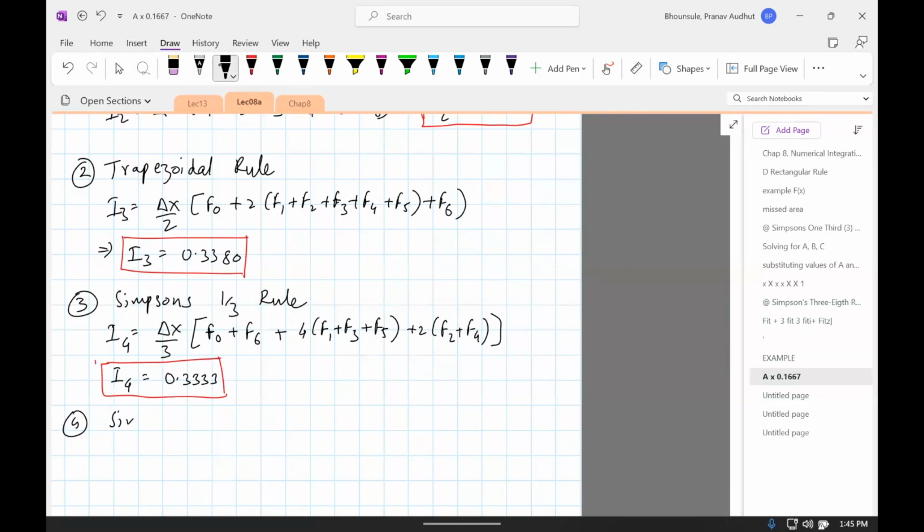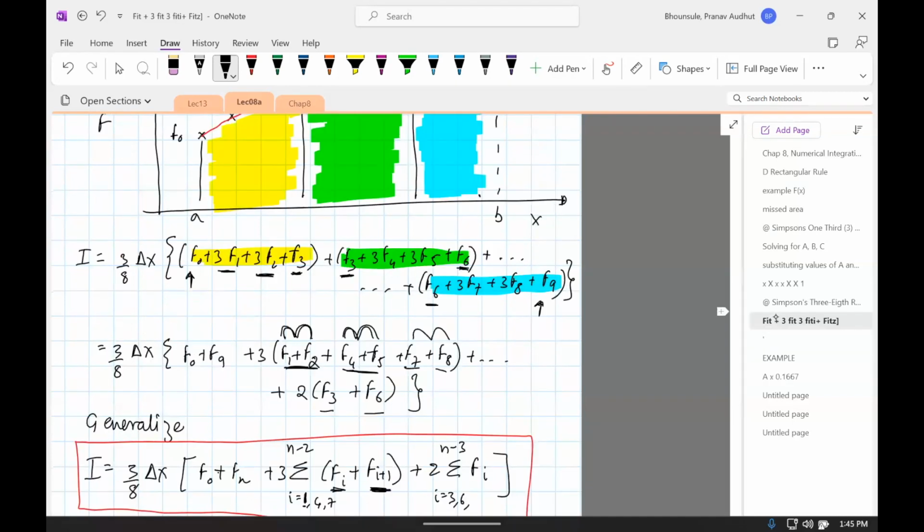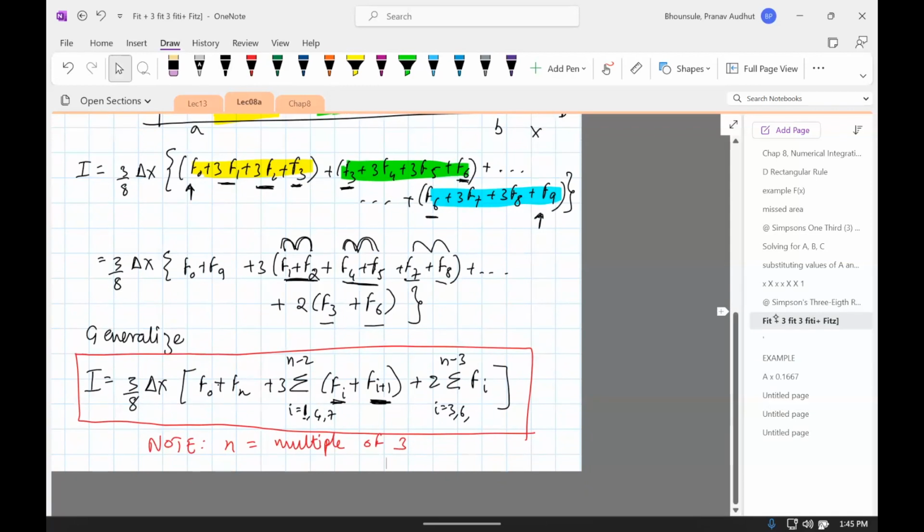Fourth one, Simpson's 3/8 rule. So we have I5 equals 3/8 of delta x, and then we need to figure out what f should appear here. So go back to the formula. Everything is here. So here we have to stop at 6. So the first one, the last one.